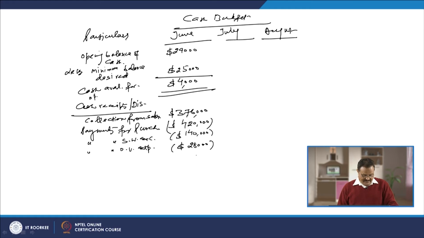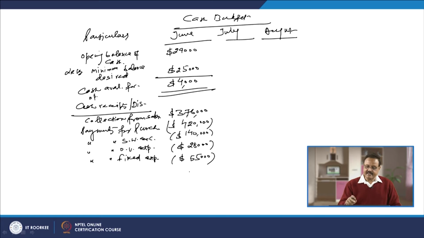And what other payments are we going to make? That is the fixed expenses. Payment for fixed expenses, how much is that? Every month we have to pay a sum of $55,000, which is a fixed cost. So this $55,000 is the fixed cost, right.